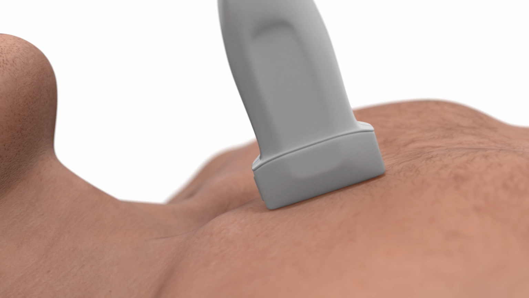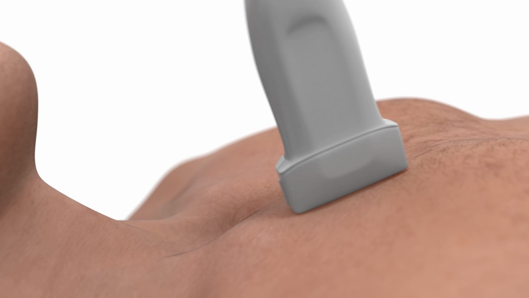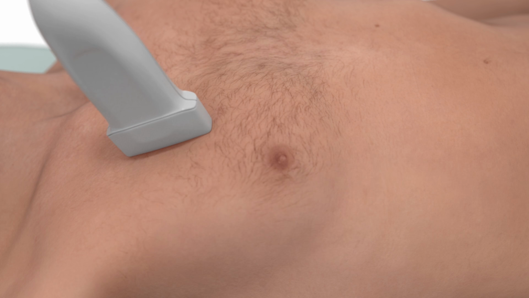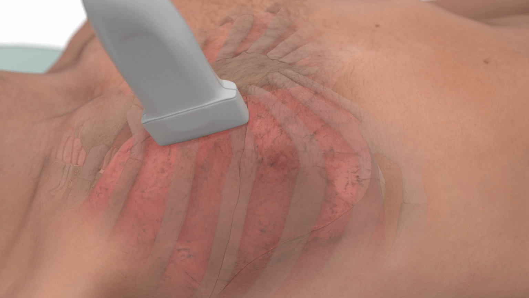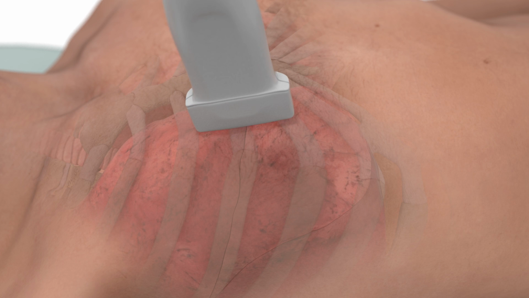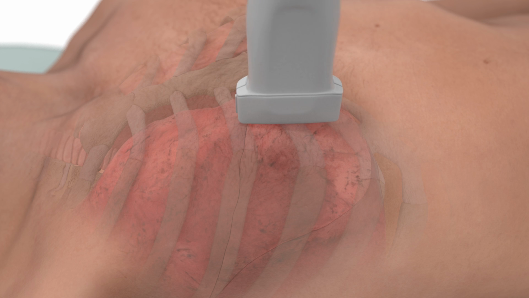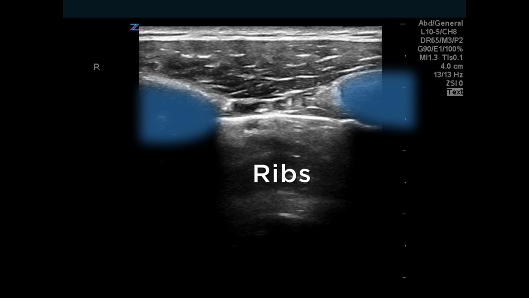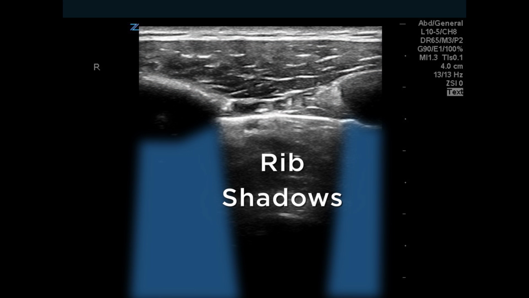While several probes can be used to assess for pneumothorax, the relevant artifacts are most easily visualized with a linear array transducer. In each hemithorax, place the probe in the midclavicular line with the transducer marker cephalad. Starting in the second intercostal space, evaluate each intercostal space down to below the nipple line. In this image, the soft tissue, ribs, and rib shadows serve as important landmarks.